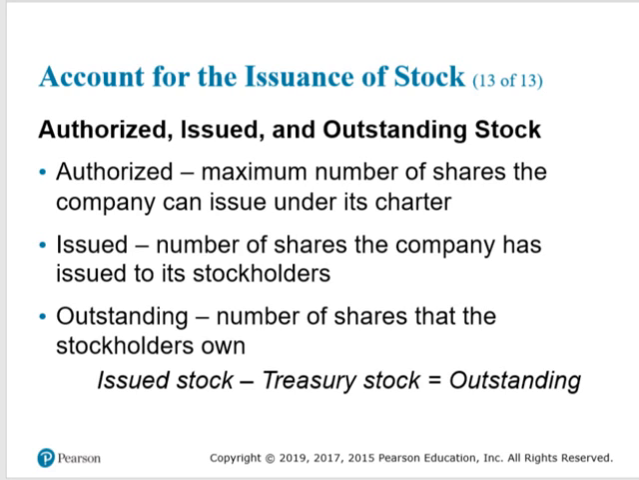Let's talk about treasury stock. Authorized stock is the maximum number of shares of stock a company can issue. Issued is the number of stocks that have been sold or issued to stockholders. Outstanding is the number of stocks that are currently owned by stockholders. Issued minus outstanding equals treasury stock.